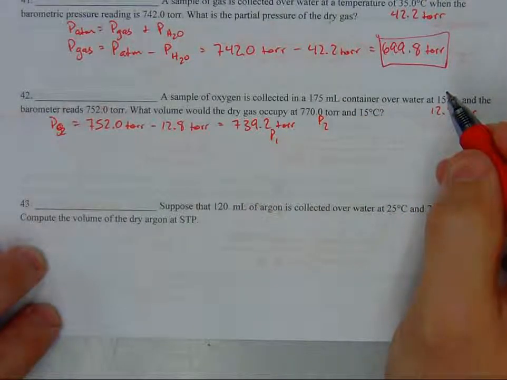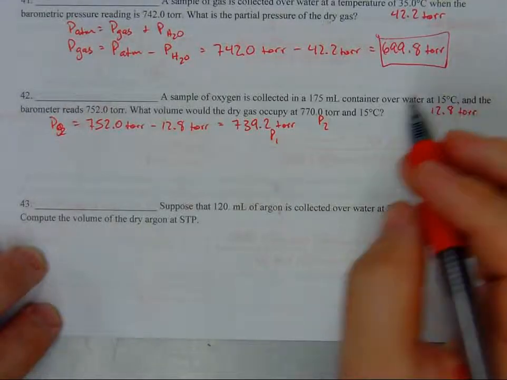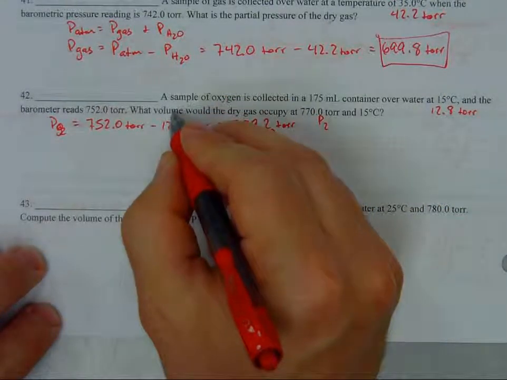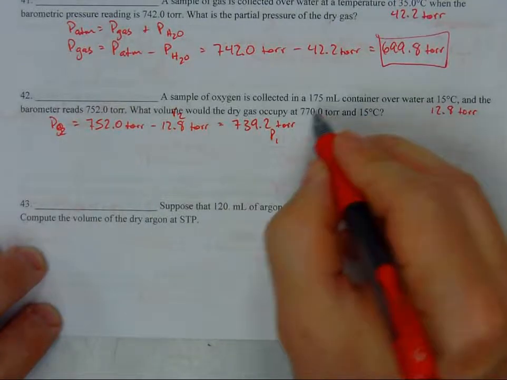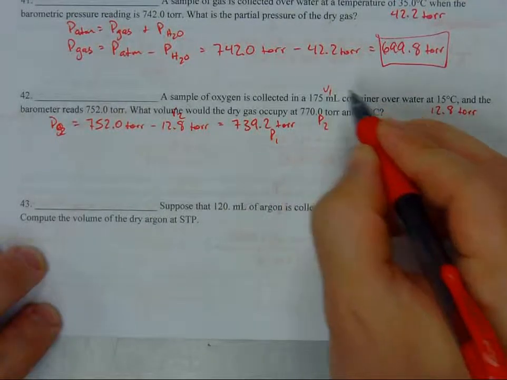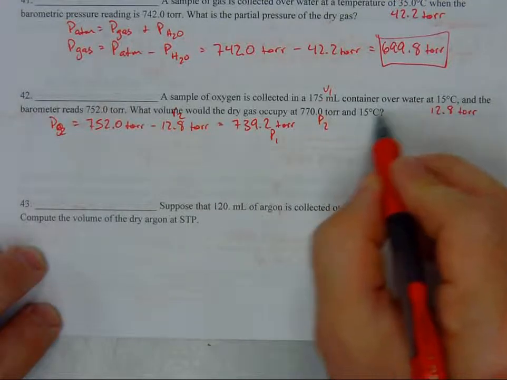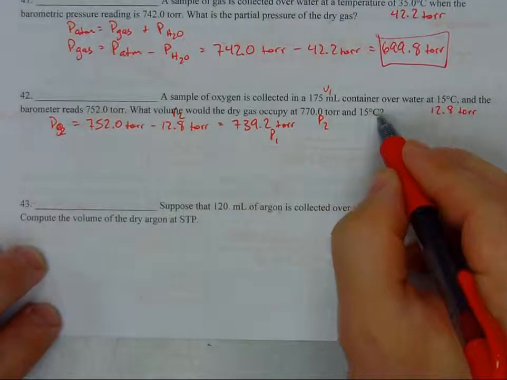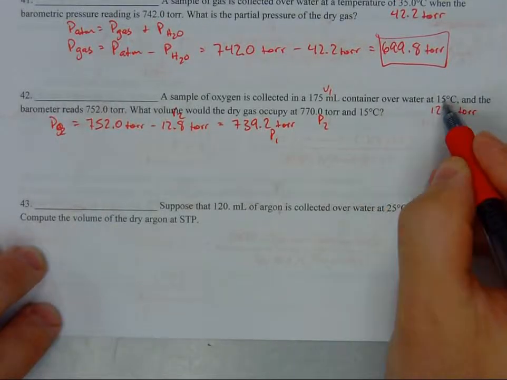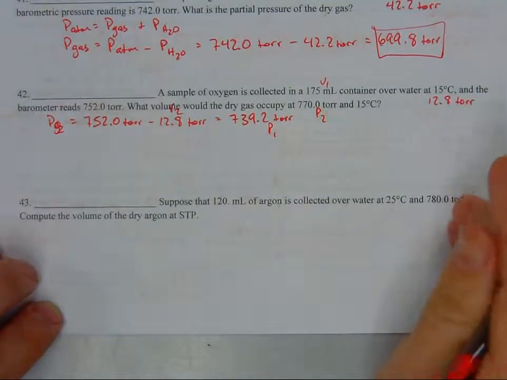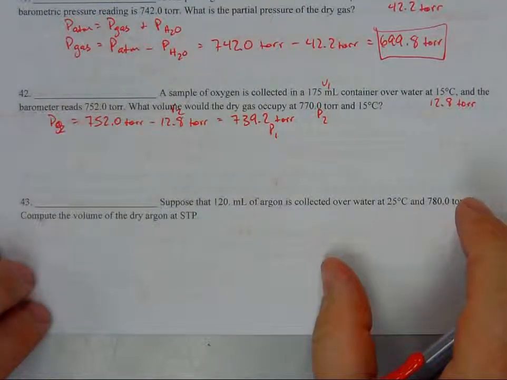I have, what else do I have? I'm being asked what volume, so this would be a V2. Do I have a V1 here? Yes, I have a V1 right here. But if you're kind of curious, what about this 15 degrees Celsius? I have temperatures. But do they change? Do you see that they do not change? In other words, temperature remains constant.